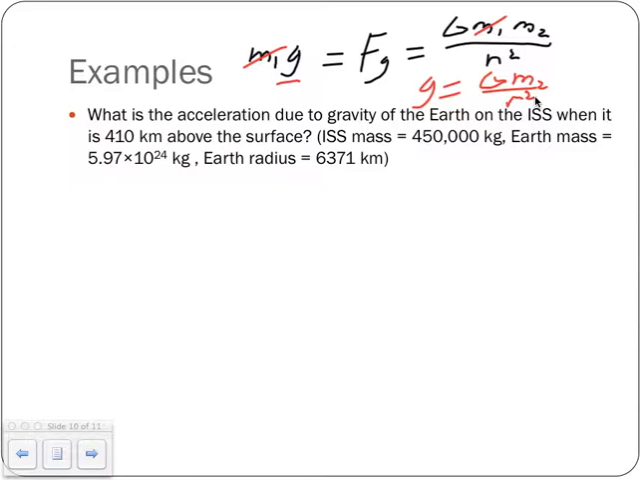Let's just figure out what the gravitational acceleration of any body is. All we have to know is what the mass of the body is, the planet, or whatever you're standing on, or whatever the object is near, and the distance between your center, or the object's center, to the center of the planet, or whatever body we're finding the acceleration due to gravity on. So we can find this. So what is the acceleration due to gravity of the Earth on the International Space Station when it's 410 kilometers above the surface? So we're going to sort of do the same thing we did before.